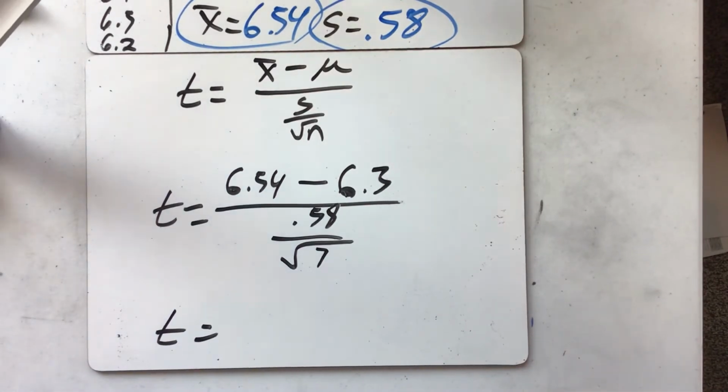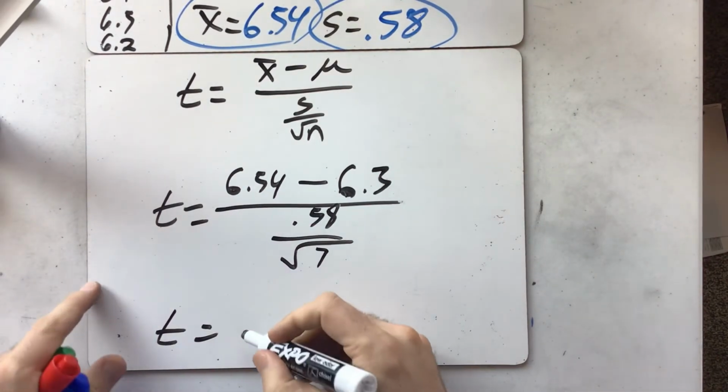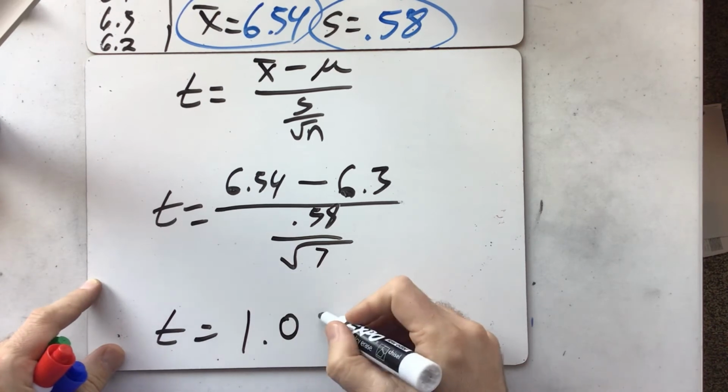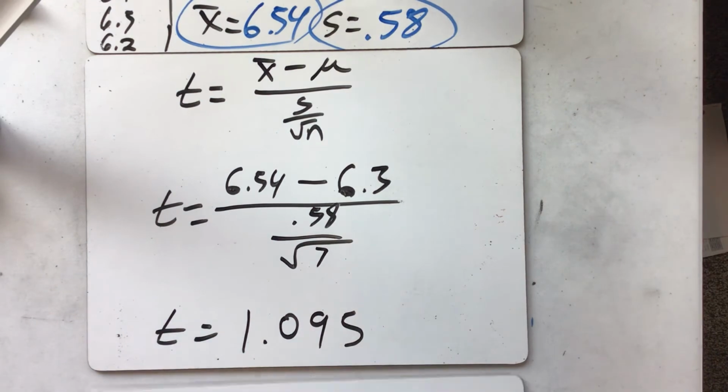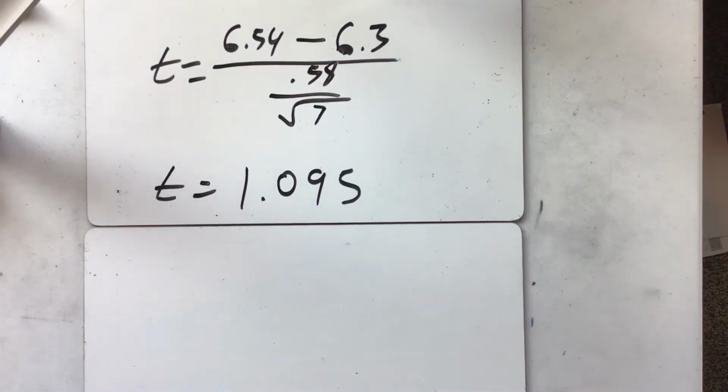All right, I got 1.09. Let's go ahead and add a 5. Whether you do 1.09 or 1.095, it's not really a big deal. Okay, I got 1.095 for my t-distribution. So this is my t. So now I'm ready to come and calculate my p-value.